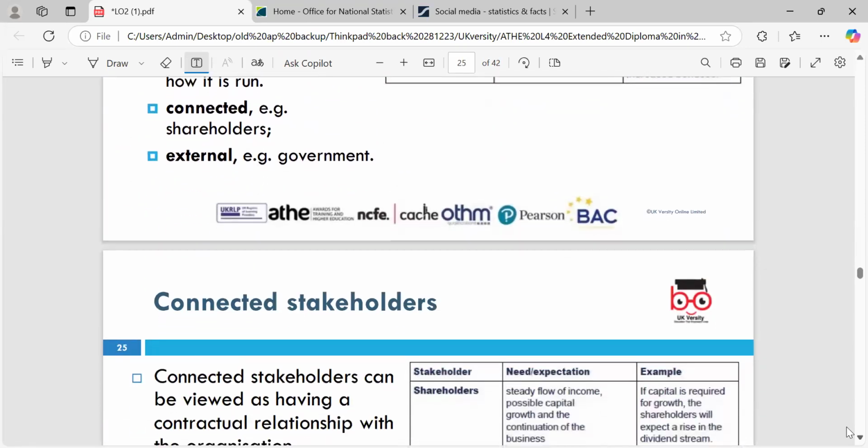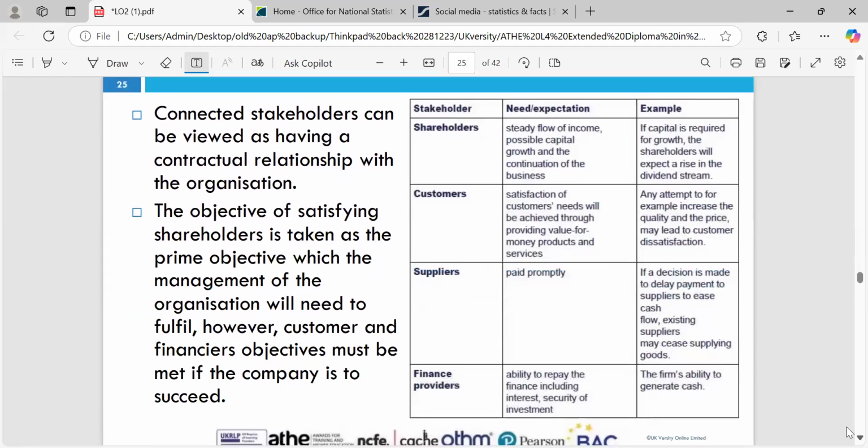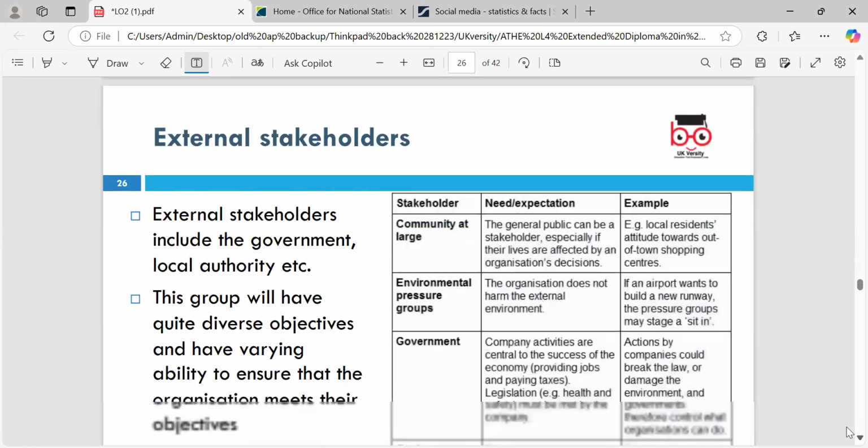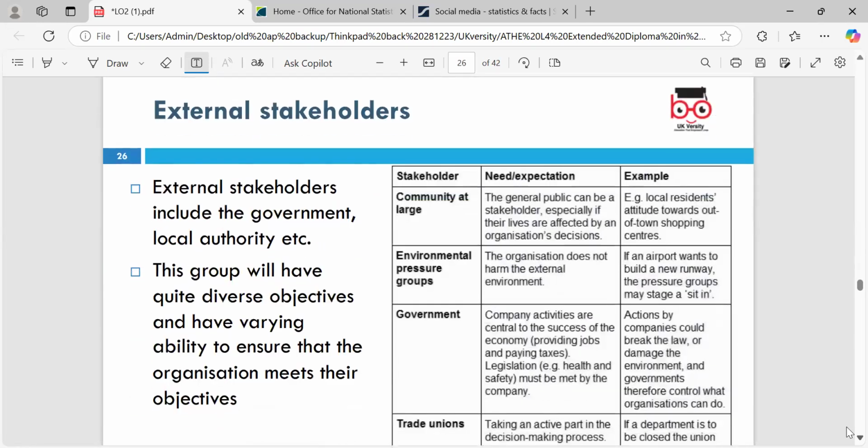Connected stakeholders are those connected together through a contractual relationship. So we look at the shareholders; the customer wants value for money, the supplier wants to be paid promptly, and the finance provider wants the ability to repay the funds. So we have to look around, and the firm needs to plan. External stakeholders are the community at large, with the wider interest of the community. Apple needs to work with them.